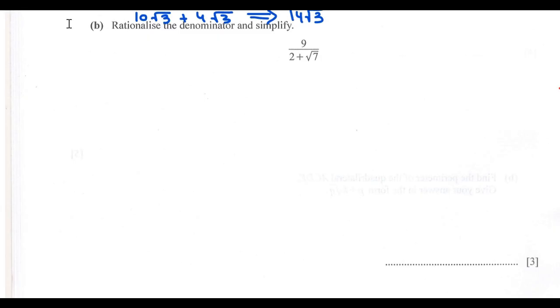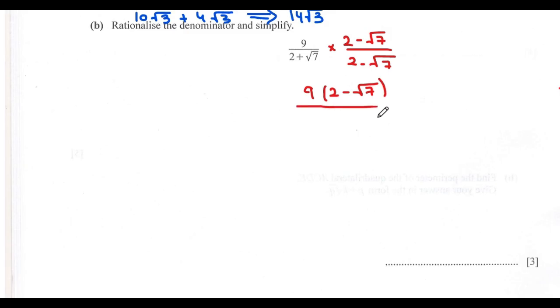B part says rationalize the denominator and simplify. So whenever you're supposed to rationalize the denominator having any surd, you're going to multiply and divide by the same terms but with the opposite sign between them. So it would be 2 minus under root 7 and 2 minus under root 7. Now I'll do the multiplication. 9 times 2 minus under root 7 and 2 plus under root 7 times 2 minus under root 7.